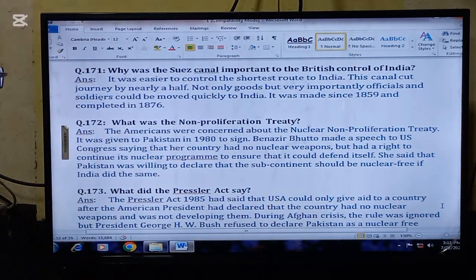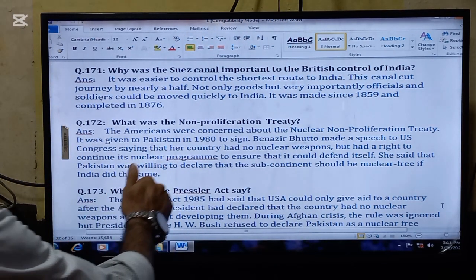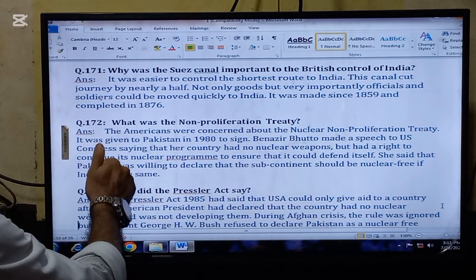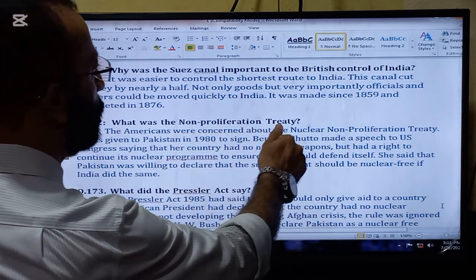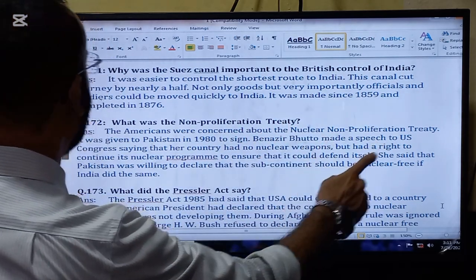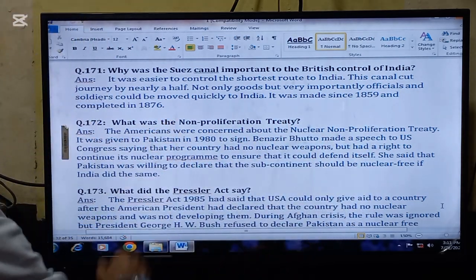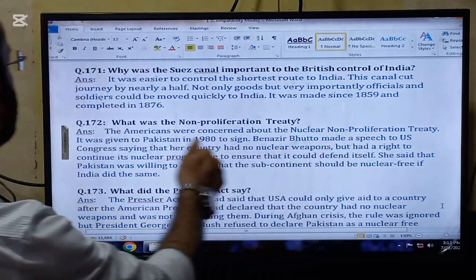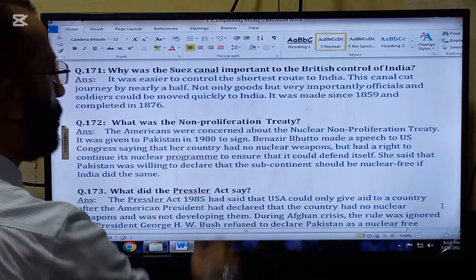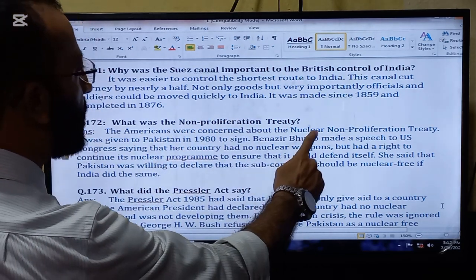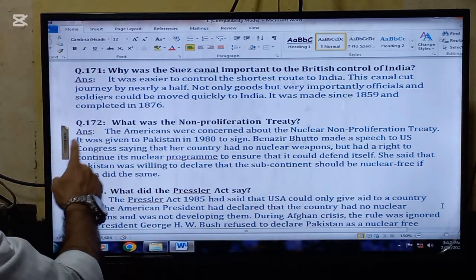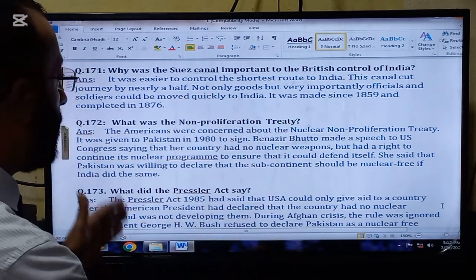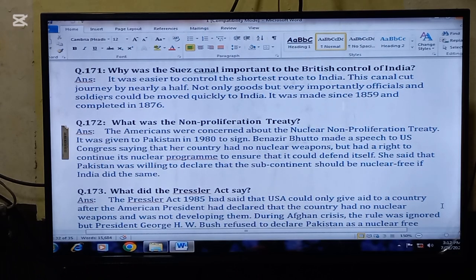The first important question for today is, why was the Suez Canal important to the British control of India? So the answer is, it was easier to control the shortest route to India. This canal cut the journey by nearly a half. Not only goods, but very importantly, officials and soldiers could be moved quickly to India. It was started in 1859 and completed in 1876. So this is the importance of the Suez Canal. Even today, it is very important.